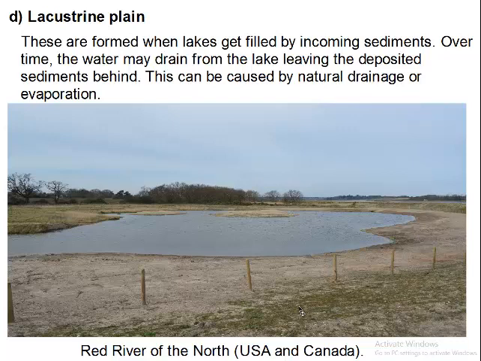Now, a time will come when this lake will be filled up and the water will dry out, forming a land. That type of land is called the lacustrine plain. That means it is a plain formed from a lake. An example is the Red River of the North, found in the United States and Canada.